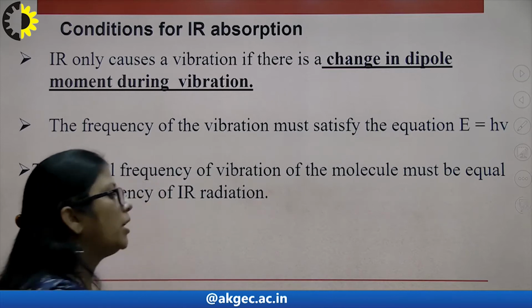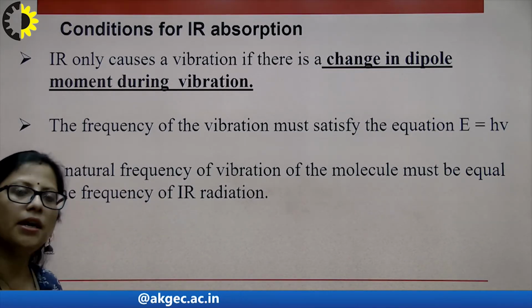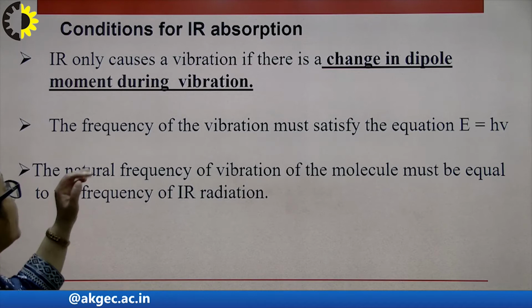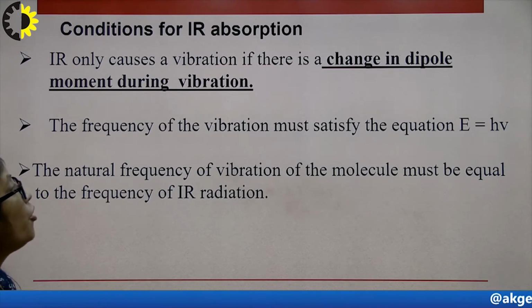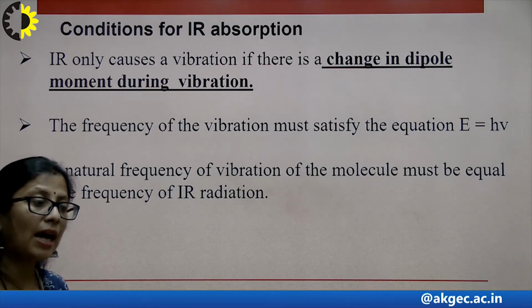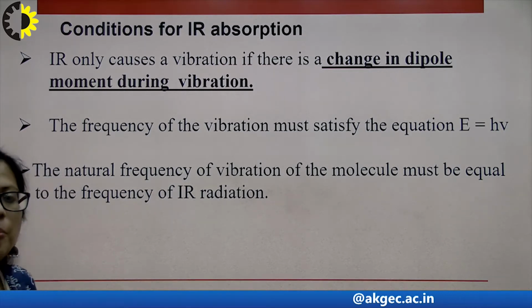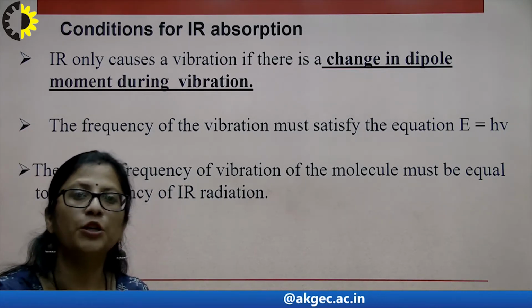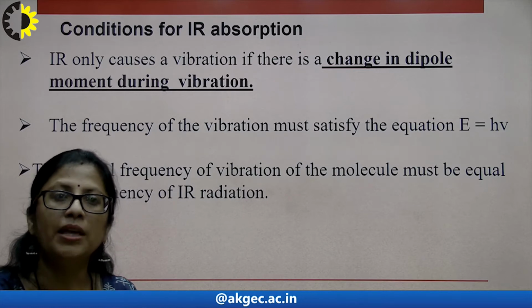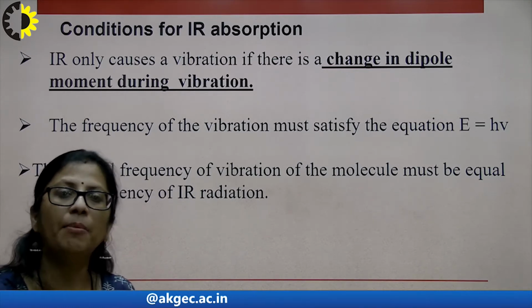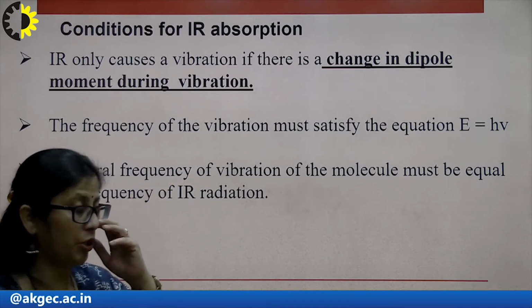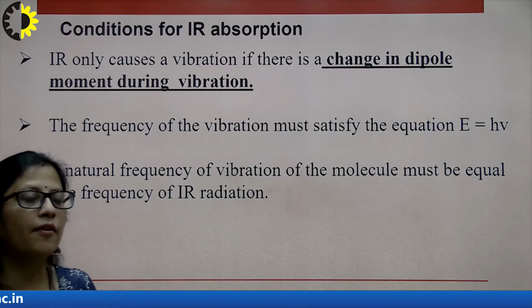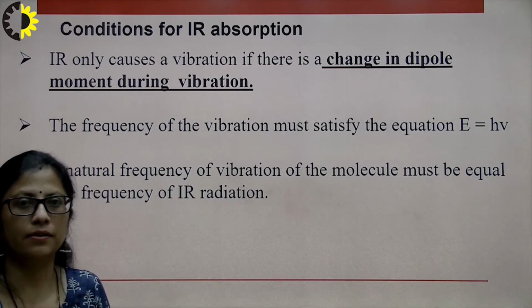Now, what are the conditions for the IR absorption? First, the IR causes a vibration if there is a change in the dipole moment during the vibration. That means homodiatomic molecules like H2, N2, O2 have no vibrations which can bring about the change in the dipole moment. During the course of the vibration, dipole moment does not change, therefore, these molecules are IR inactive.